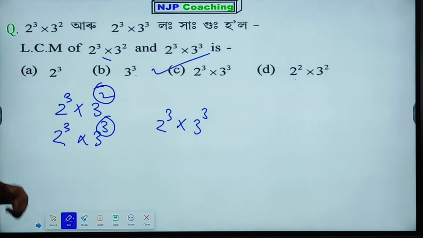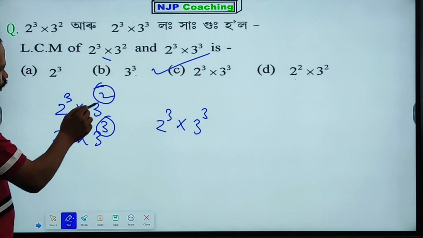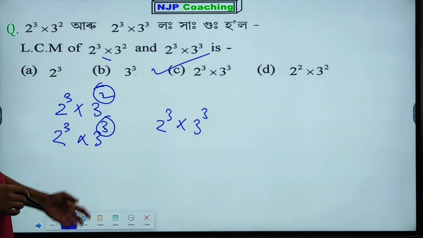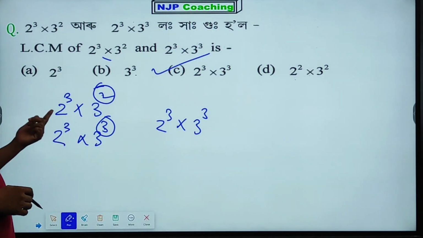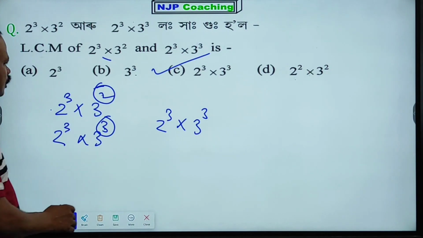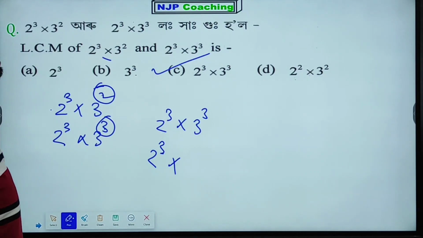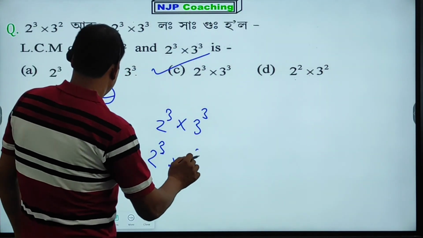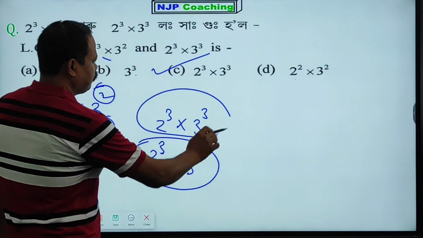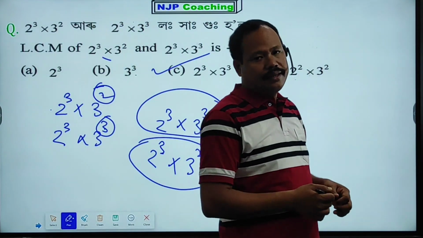Suppose we have to find the HCF of these two numbers, 2 cube into 3 square and 2 cube into 3 cube. Then we take the least power of the common factors. 2 is common with the same power in both, 3. For 3, the least power is 2. So if we have to find the HCF, this will be the HCF, and this will be the LCM. In this question, you have to find the LCM, so the first one is correct. Option C is the right answer.